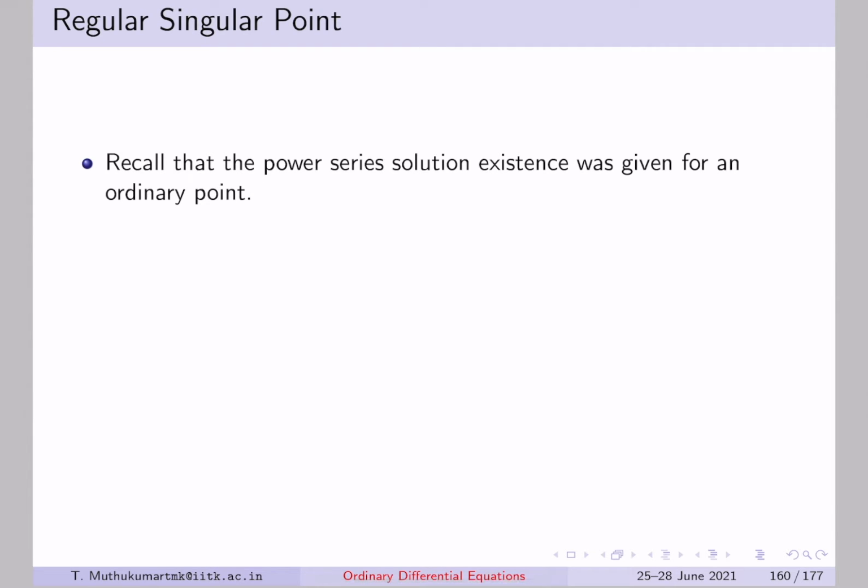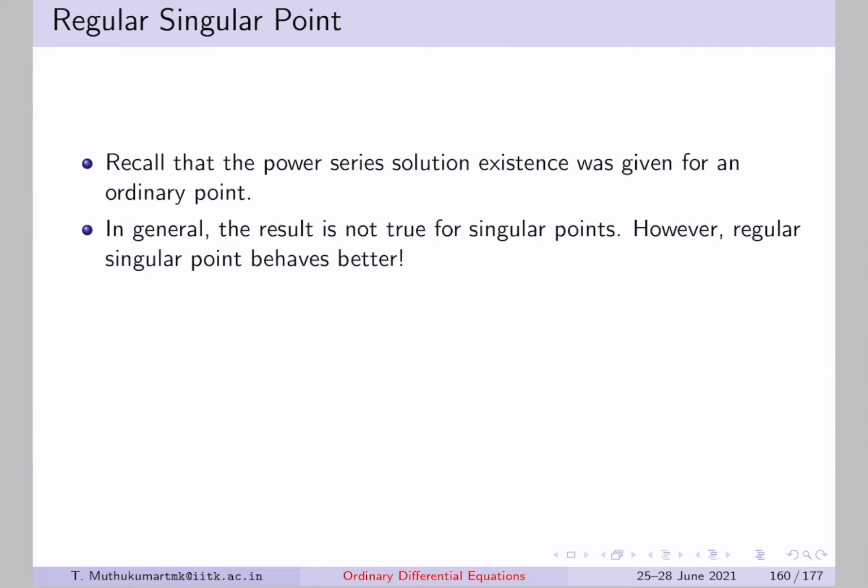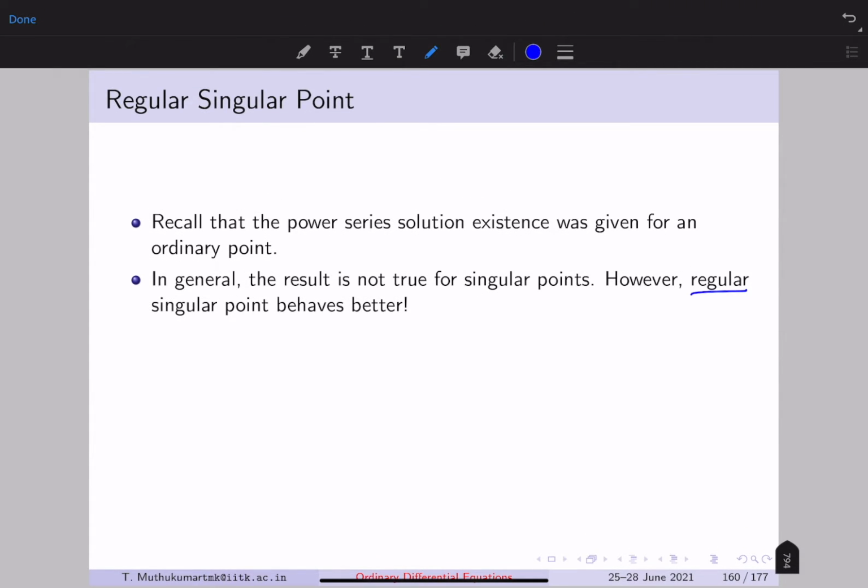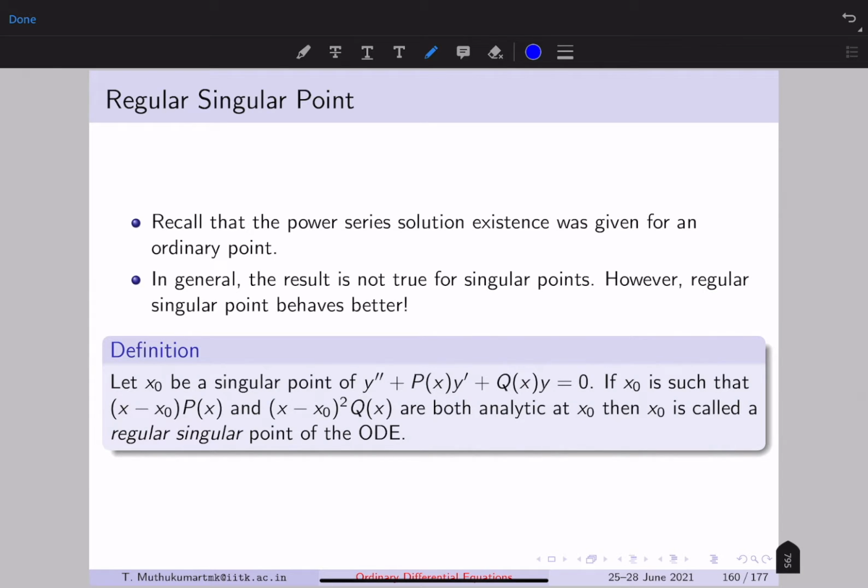So in the previous lecture, we had introduced the power series technique for an ordinary point. And those results that we obtained there cannot be extended to singular points. However, if your singular point behaves better, then you can apply some tweak of the power series method. Now, what is this better behaved singular point? It is the regular singular point. So, what is a regular singular point?